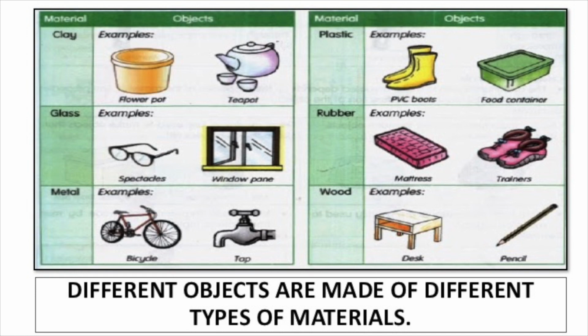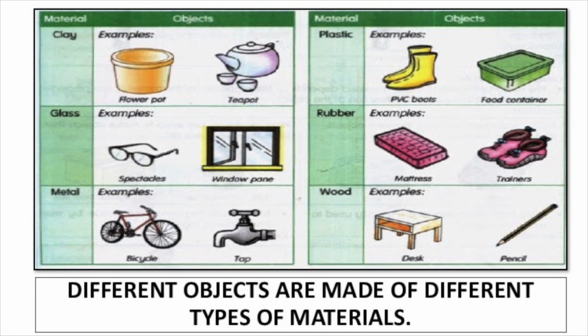Metal. Now, who has a bicycle? Okay, well, on your bicycle, you will see the frame of the bicycle, and because metal is quite hard, it is used to make your bicycle. And another thing, when we turn on a tap, we're using metal because taps are made from metal too. The next one, plastic. Plastic boots. And plastic is good for containers.